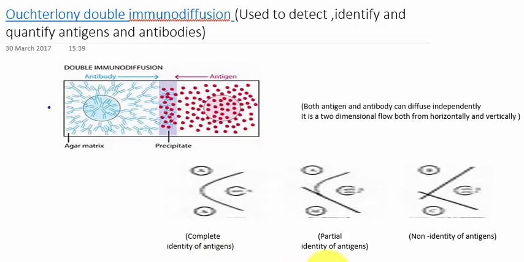The next one is the partial identity of antigens. In this pattern, the antibodies in the antiserum react more with one of the antigens than the other. So the spur is thought to result from the determinants present in one antigen but lacking in the other antigen. And the third type is the non-identity pattern. In this pattern, none of the antibodies in the antiserum react with the antigenic determinants that may be present in both the antigens. The two antigens are immunologically unrelated as far as that antiserum is concerned.